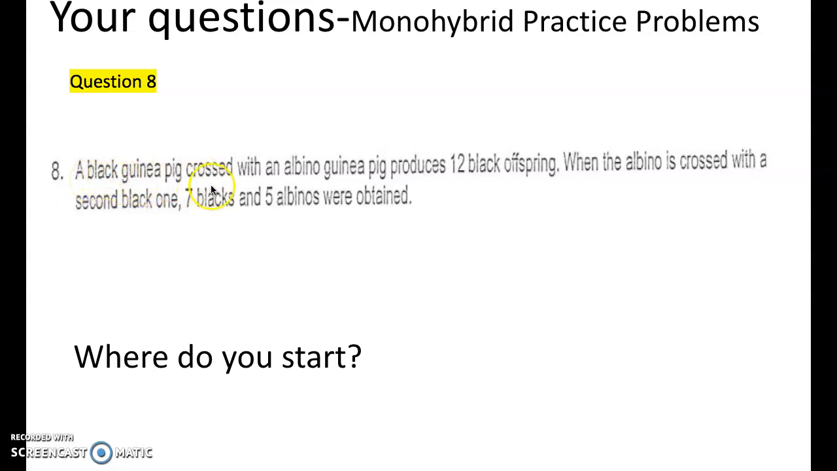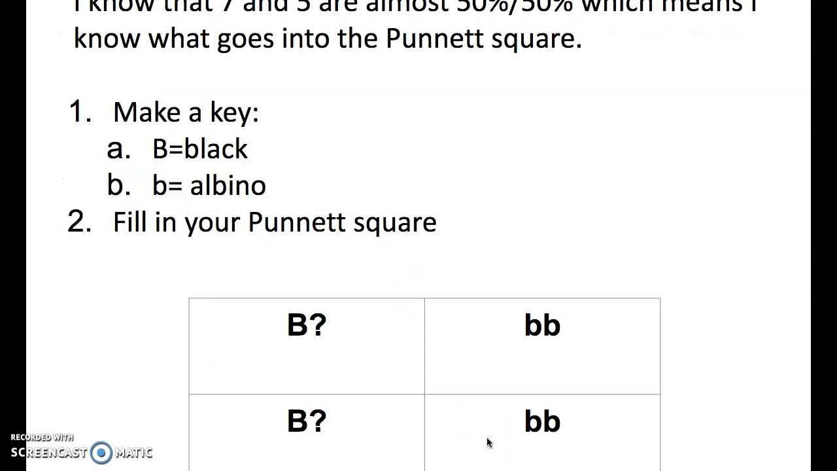So the way that I am looking at this is if you take a black guinea pig and an albino guinea pig, all of them will show the phenotype of one of the parents. In this case, you know that the black allele is the dominant one, right? So the first thing that I will do is I will make a key. I will say that big B is black, little b is albino.